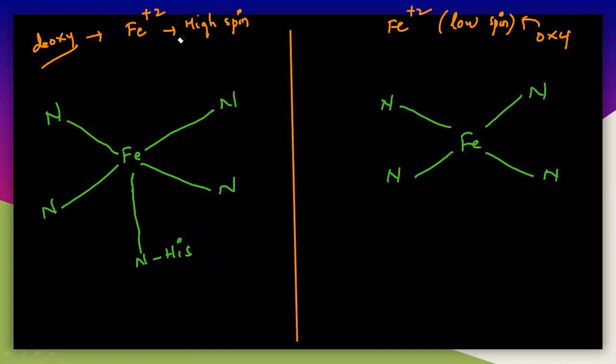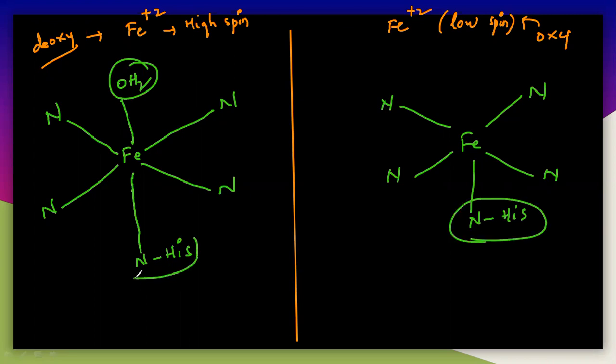On top, generally, there is a water molecule present on the deoxyhemoglobin. So in the case of oxyhemoglobin, what happens? Here it is again linked with the nitrogen of a histidine ring. This is a histidine amino acid. Here also this is an amino acid, and this is also an amino acid.